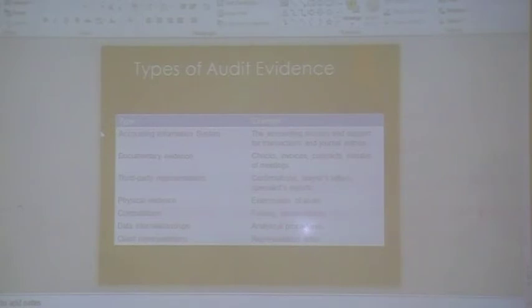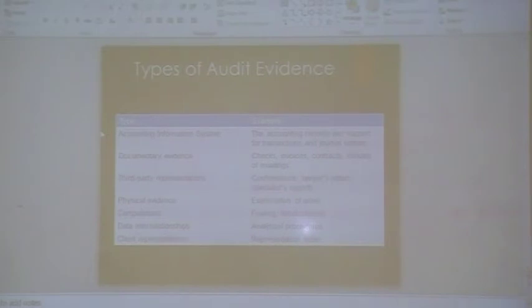Computations, footing and recalculations. So like your wages, you'd actually pick a week in the year and go back and recalculate them to make sure that they've actually calculated them properly. Data interrelationships, analytical procedures, okay, and just if you want to mark analytical procedures, we're going through analytical procedures again later on. And then client representation, a representation letter. Okay, and that comes up as a question too.